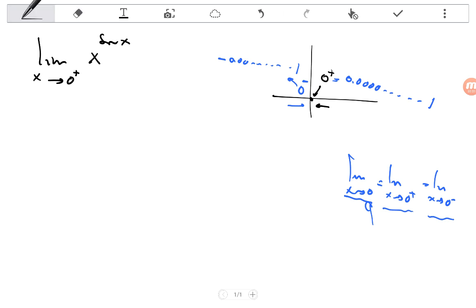If we have this limit, we have learned the first step is to substitute directly in the problem. So we'll have here 0 power sine 0. What is sine 0? Sine 0 is 0. So this is 0 power 0.